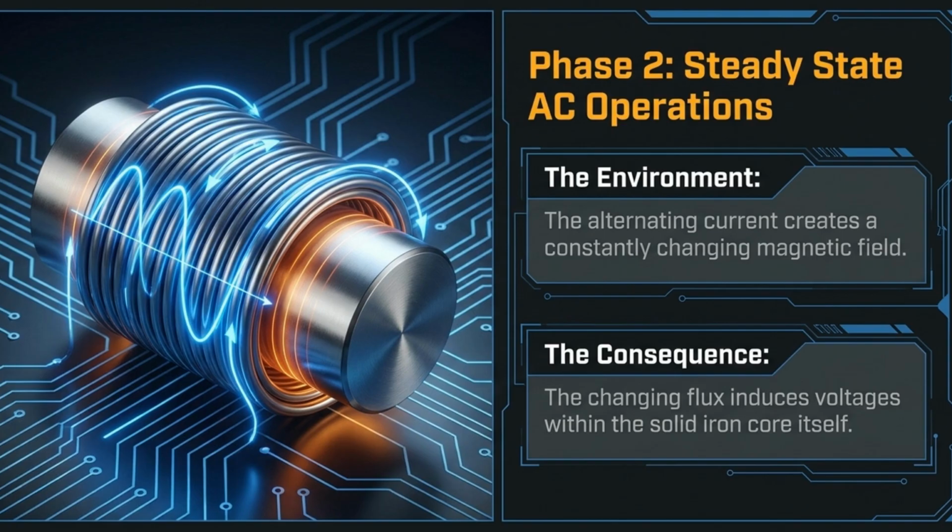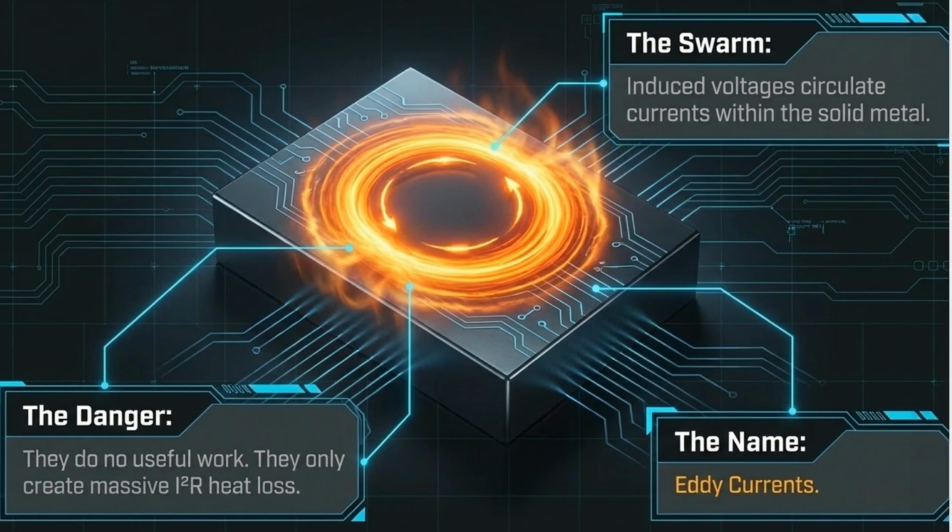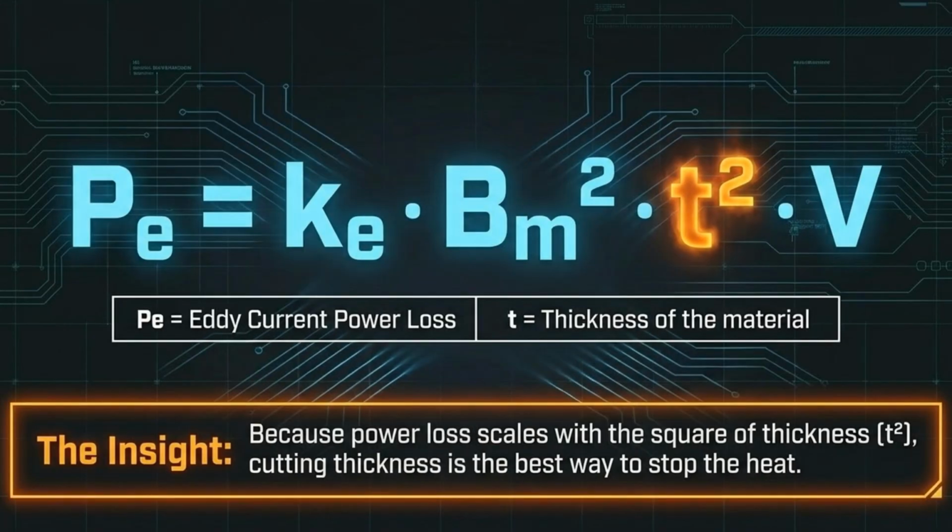During steady-state AC operation, the alternating current creates a constantly changing magnetic field. This changing flux induces voltages within the solid iron core itself. These induced voltages cause currents to circulate within the metal, known as eddy currents. They perform no useful work and instead create massive heat loss. The power loss from eddy currents scales with the square of the material's thickness. Therefore, reducing thickness is the most effective way to mitigate this heating.